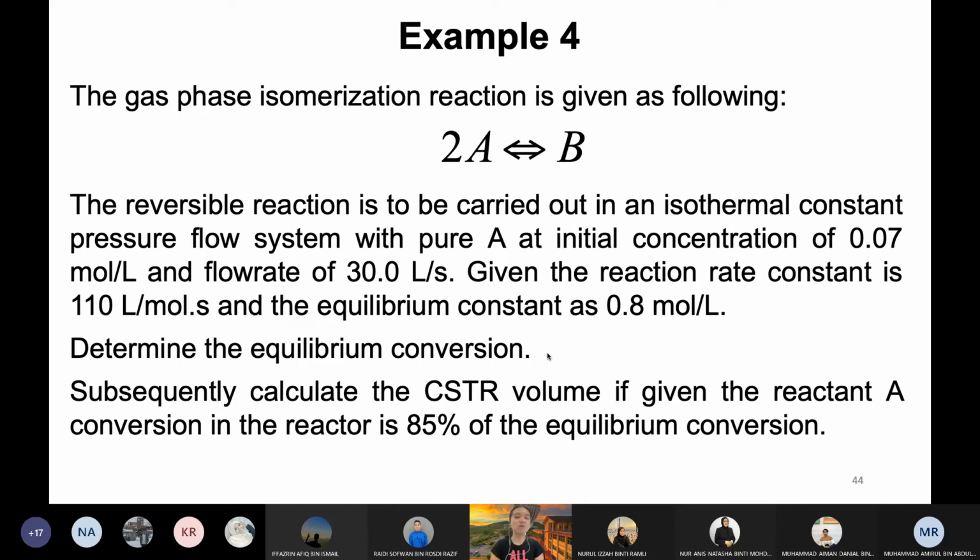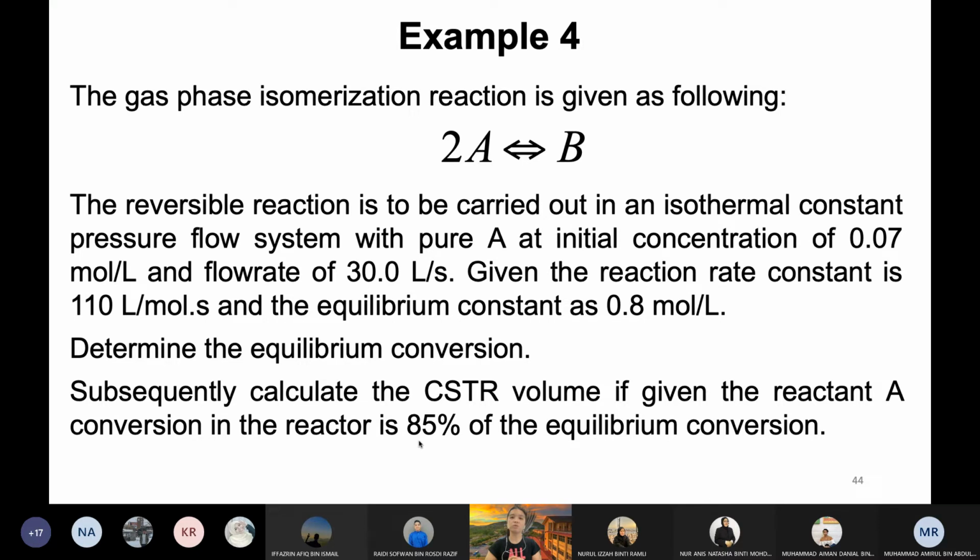They want us to know what the equilibrium conversion is, or how much conversion of A there is when it reaches equilibrium. Second part, calculate the CSTR volume if the given reactant A conversion is 85% of the equilibrium conversion. So in the second part they ask us to find the reactor volume.